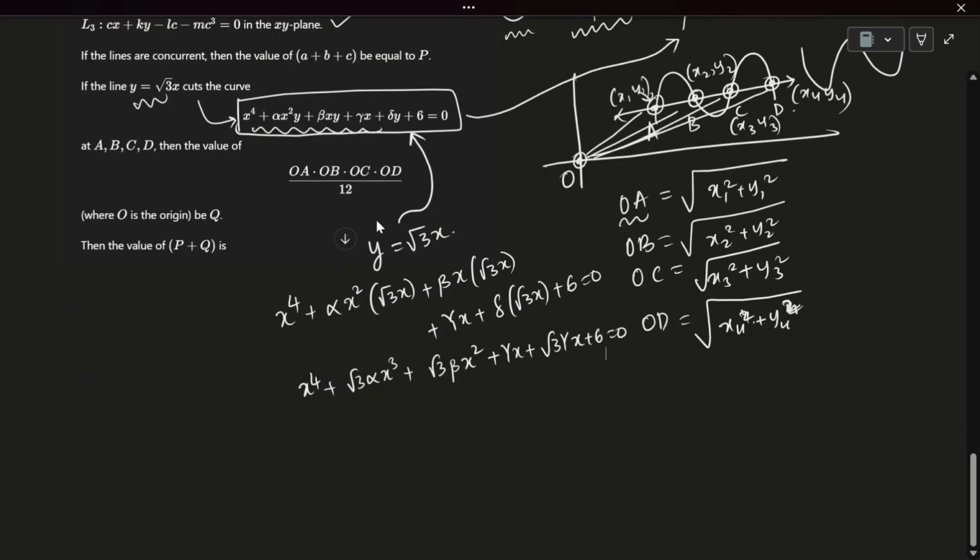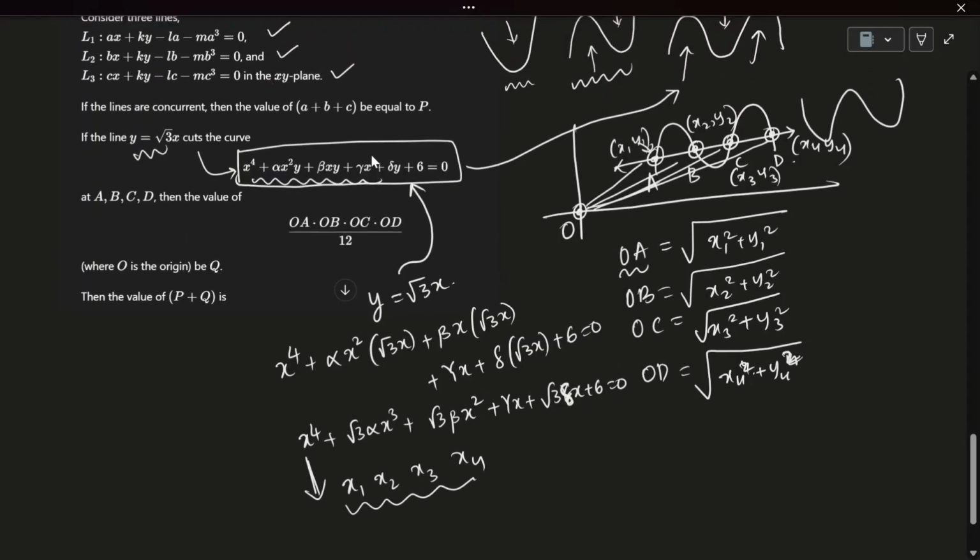Here they have given alpha, beta, gamma, oh sorry, this is delta. Here they have given delta. So these are the numbers. This equation will have four roots. Generally we take alpha, beta, gamma, delta, but since alpha, beta, gamma are part of this equation, we can take x1, x2, x3, and x4 as the roots.